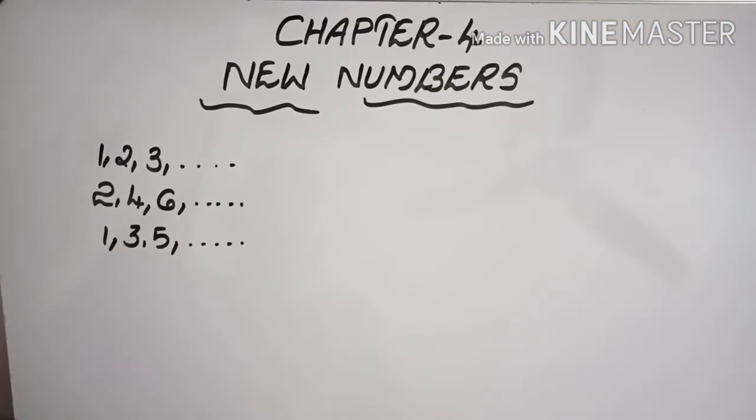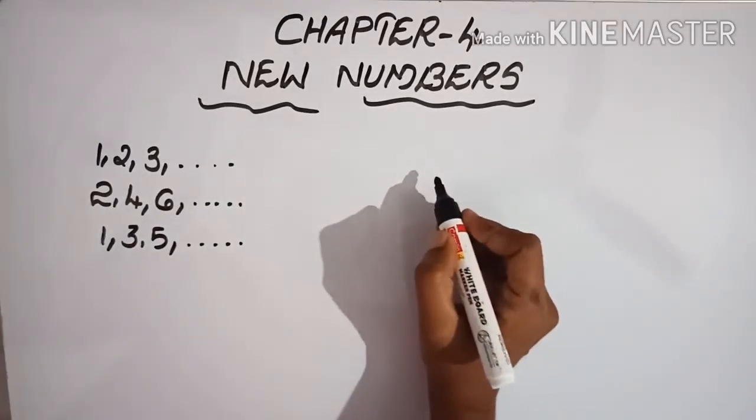You all are familiar with different types of numbers, isn't it? First one, natural numbers: 1, 2, 3, etc. Then even numbers: 2, 4, 6, etc. Then odd numbers: 1, 3, 5, etc. You all are familiar with these numbers. And you know about the root values.